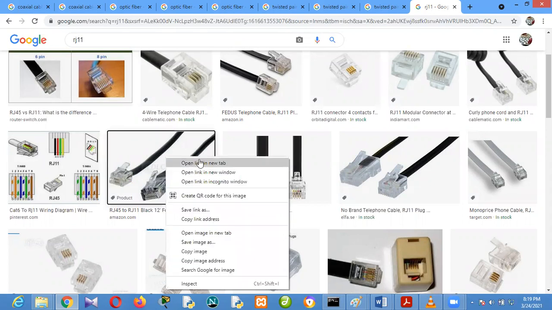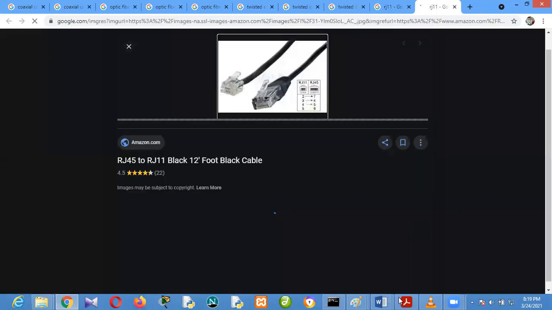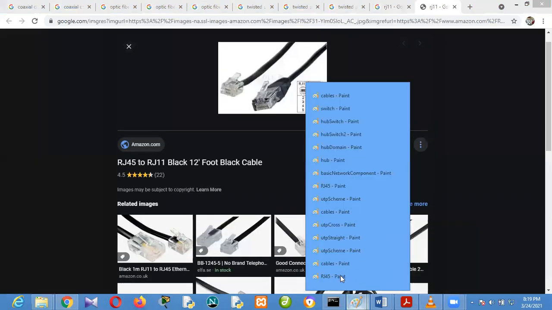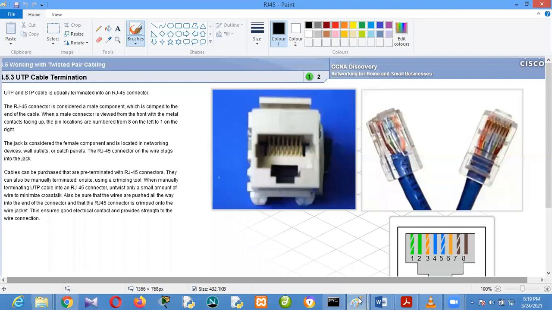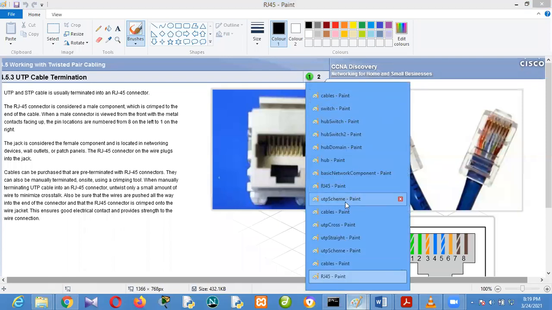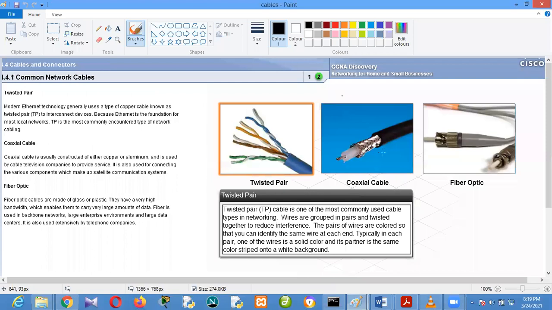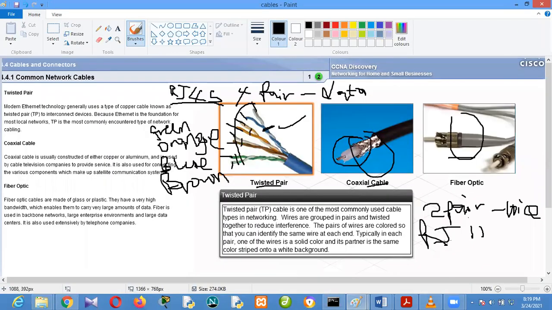I was saying before that RJ11 is for two pairs, while RJ45 is for four pairs. And RJ45 is for data. You use it to carry data when you are transmitting data, while RJ11 is for voice.